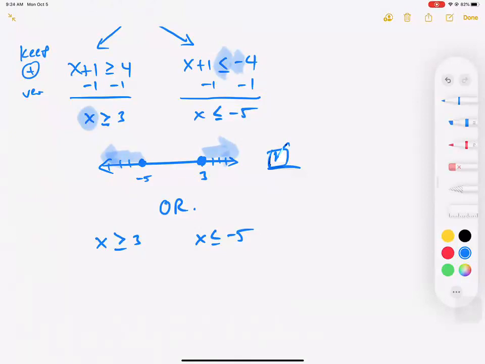In the real world, it's like call me before -5 and call me after 3, because between 5 and 3, I'm busy. Don't bother me. Okay. So you draw the arrows going away from each other.